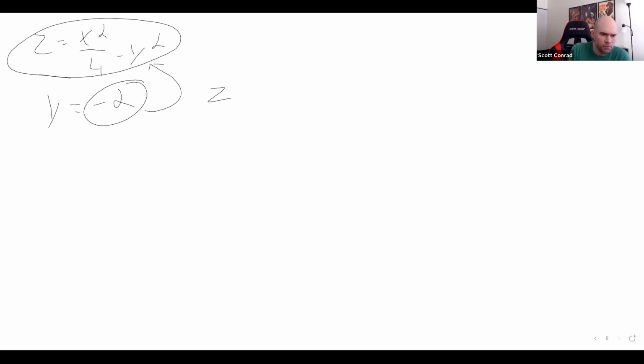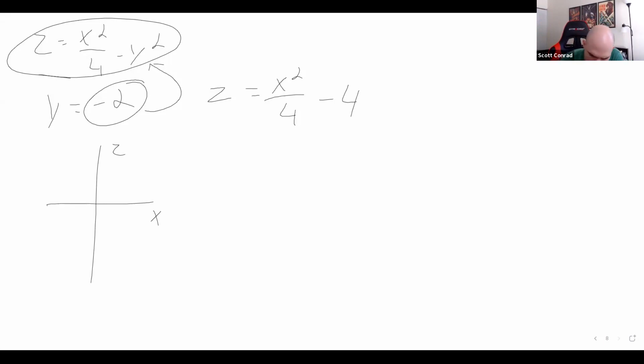That's kind of weird. So replace y with negative 2, and we get z is equal to x squared over 4 minus negative 2 squared, which is 4. Same thing, we get a parabola. Which direction is this parabola opening? In the positive z direction, right? And the z-intercept is going to be negative 4.